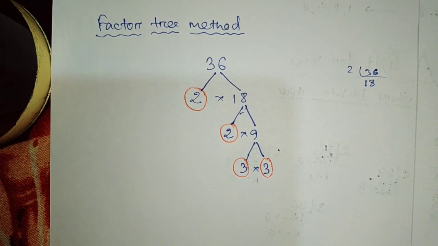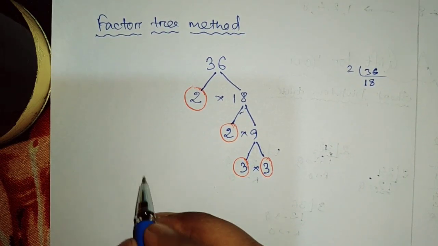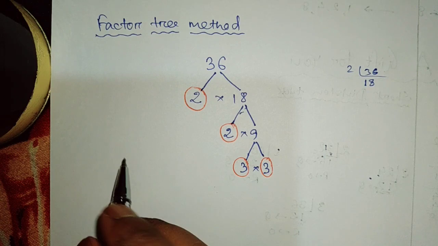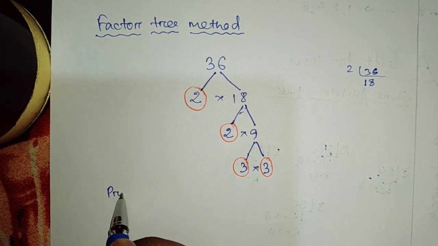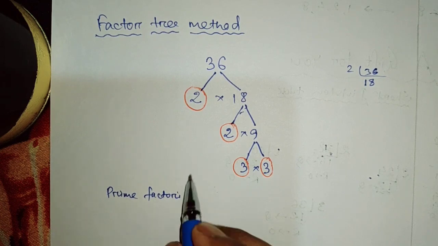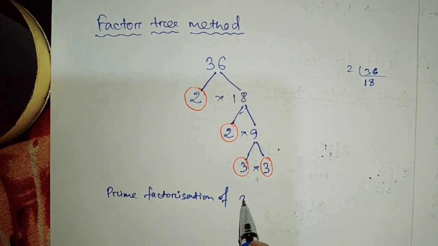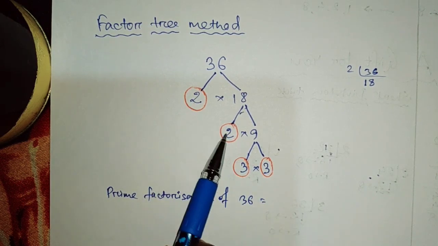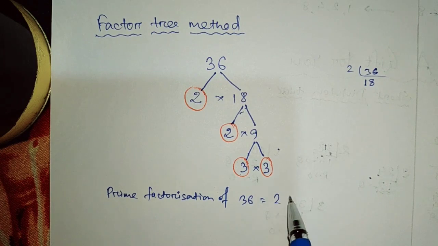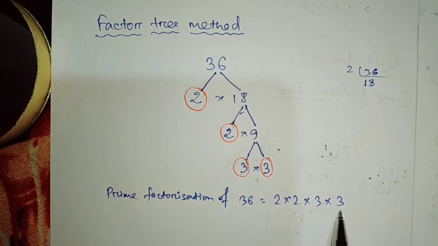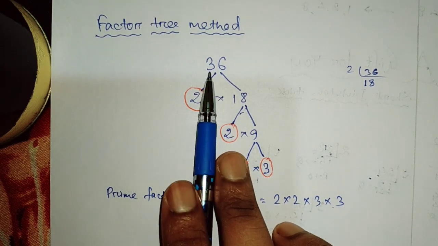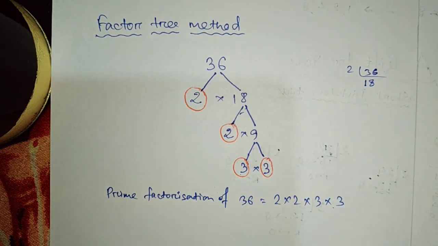So hence we get our prime factors. So we write prime factorization of 36 is 2 into 2 into 3 into 3. So this is the prime factorization of 36, and this method is called the factor tree method.